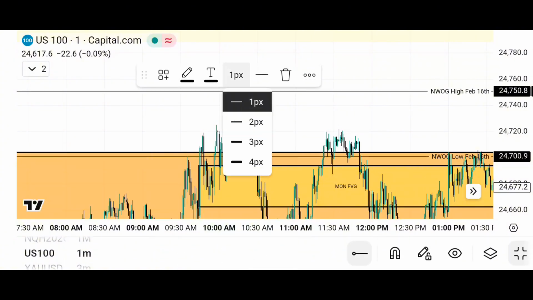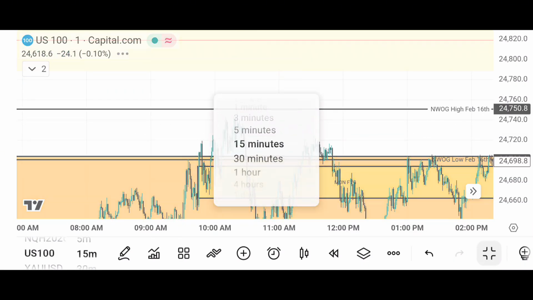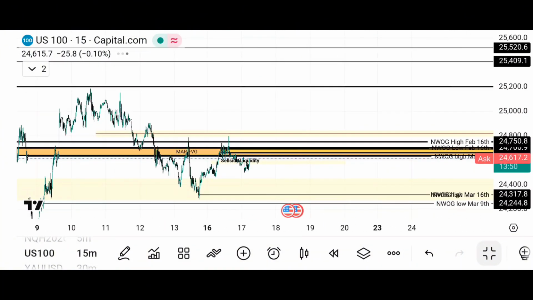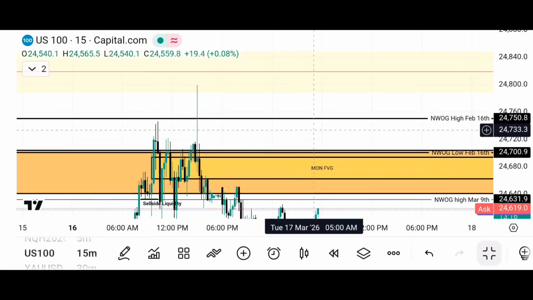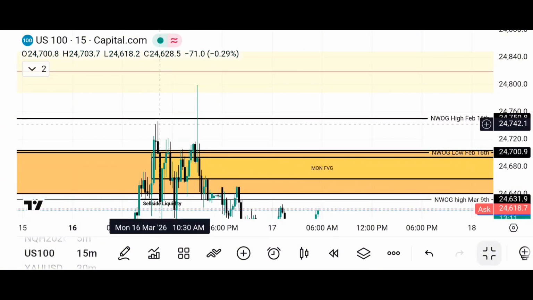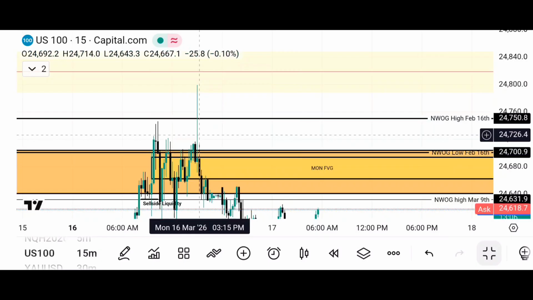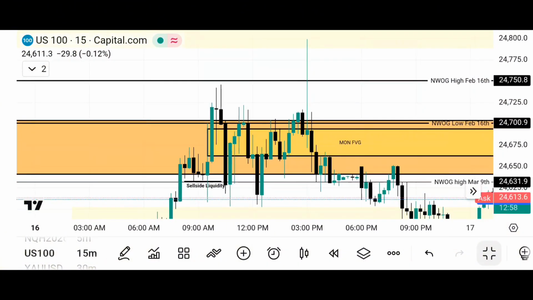this new week open gap right here. Let me make this bigger so you can see it clearly. You can see price stopping at the new week open gap. Maybe if I take this to the 15-minute chart, you see this clearly. So this is the new week open gap for February 16th high. This is the new week open gap for February 16th low. And you can see how the body of the candles, not the wick, the wick went above it, the body of the candle stays inside this new week open gap, respecting it. Like I said, these levels are really important.